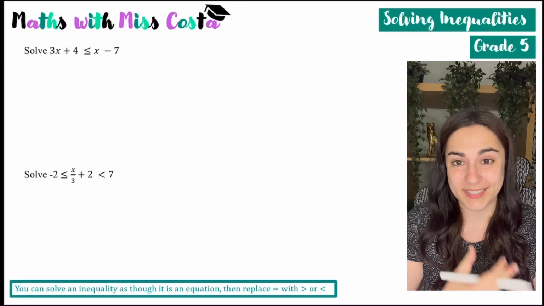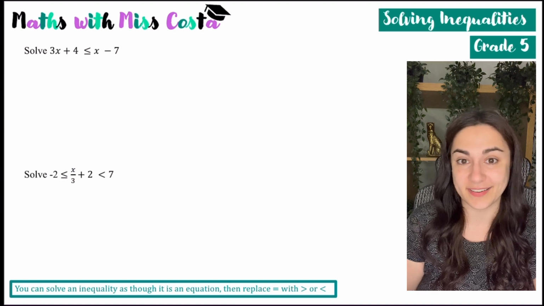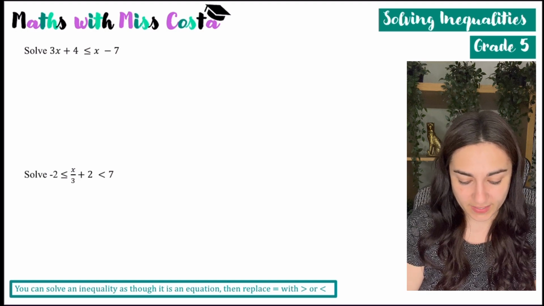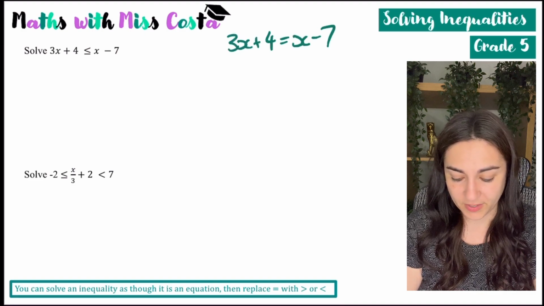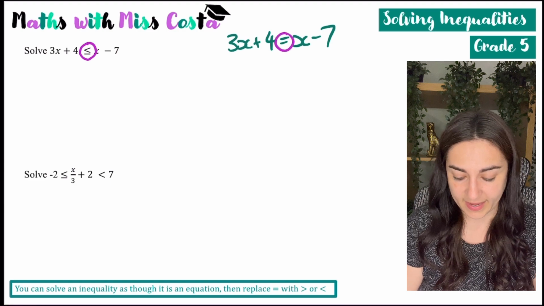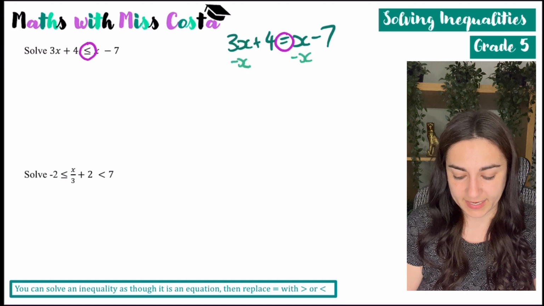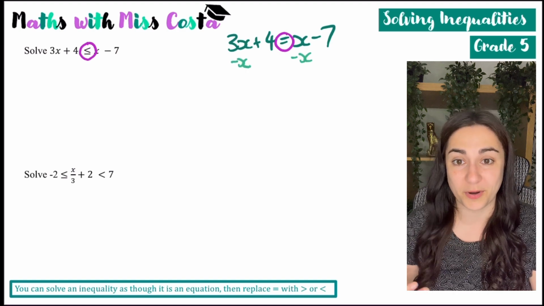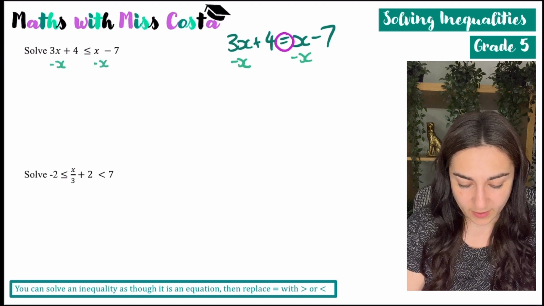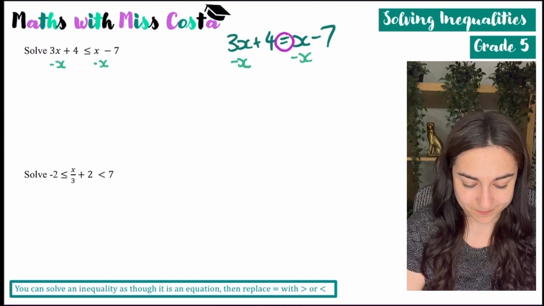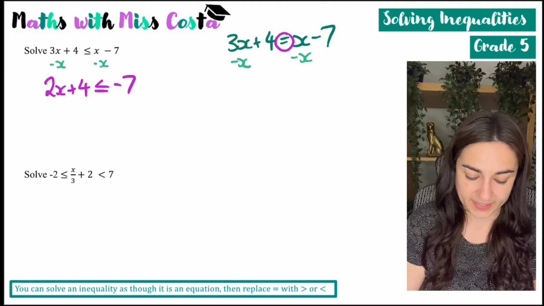So you've got solving inequalities, and it's exactly the same as when we're solving an equation. It's just instead of an equal sign, there's a less than or greater than or less than or equal to. So over here, I'm going to do exactly what I would if this looked like this. I'm just going to keep this sign like that instead of an equal sign. So what would I do first of all? And over here, well, I would subtract x from both sides, because when you have a variable on both sides, you subtract the smallest one. So if I subtracted x from both sides, I would be left with 2x plus 4 is less than or equal to minus 7.